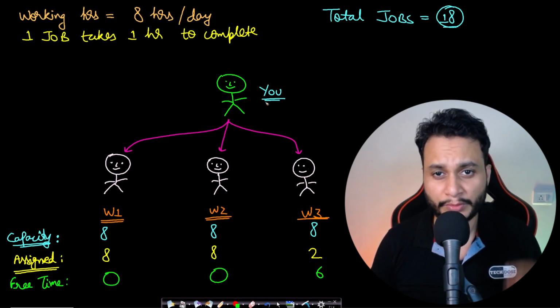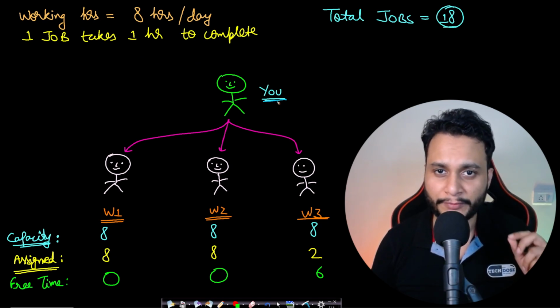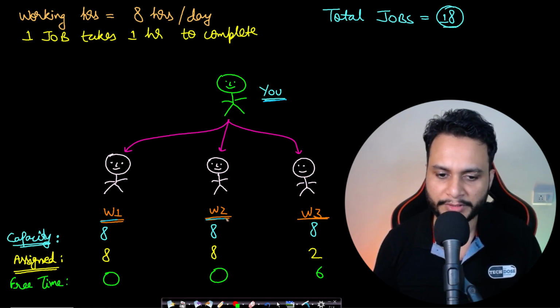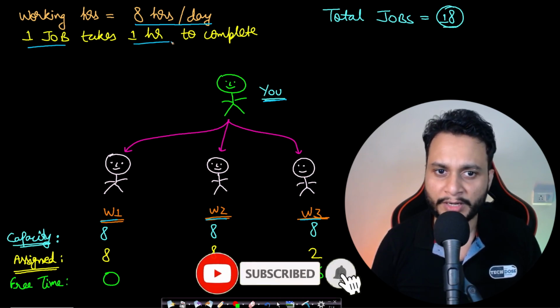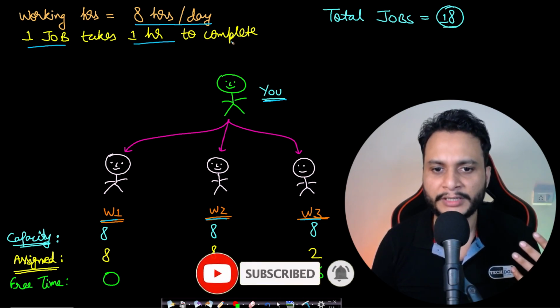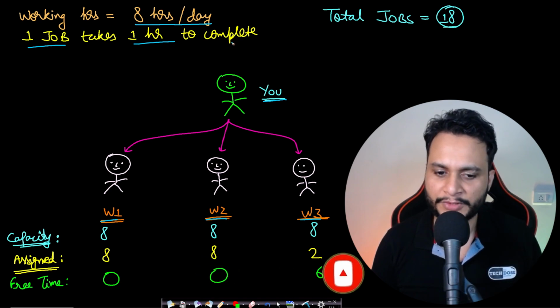Let's say that you want to get some job done, and for getting your job done you have hired 3 workers, worker 1, worker 2 and worker 3. Let's say that each of the workers has 8 hours per day as working hours, and one job takes 1 hour to complete by each worker, and we assume that each worker has the same efficiency.